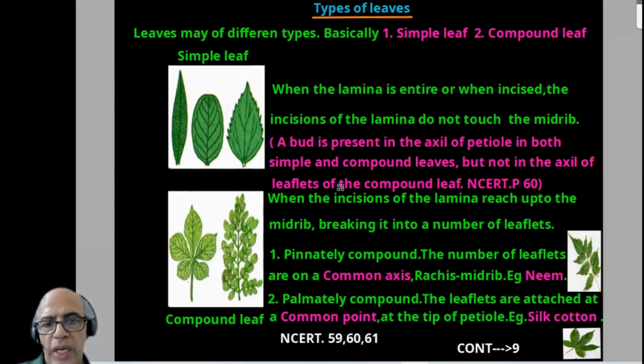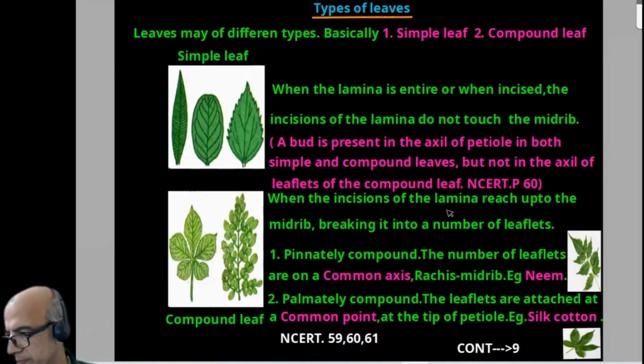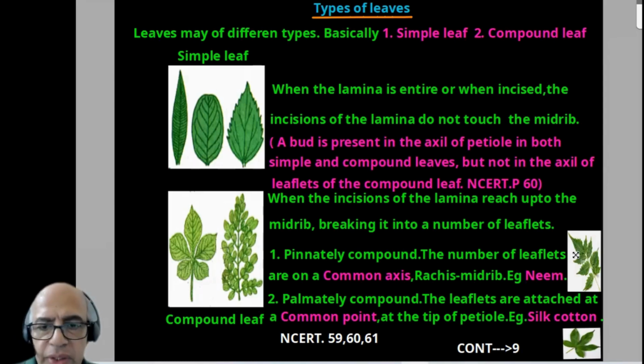So when the incision of the lamina reaches up to the midrib, so incision is too deep, breaking it into a number of leaflets. That is why it is called compound leaf, and basically two types of compound leaves, pinnately compound and palmately compound. Pinnately compound in the sense, just like a feather, like a bird's feather, how the hairs will be arranged, same manner. Number of leaflets are on a common axis, that is called rachis. This is a diagram. Common rachis or midrib.